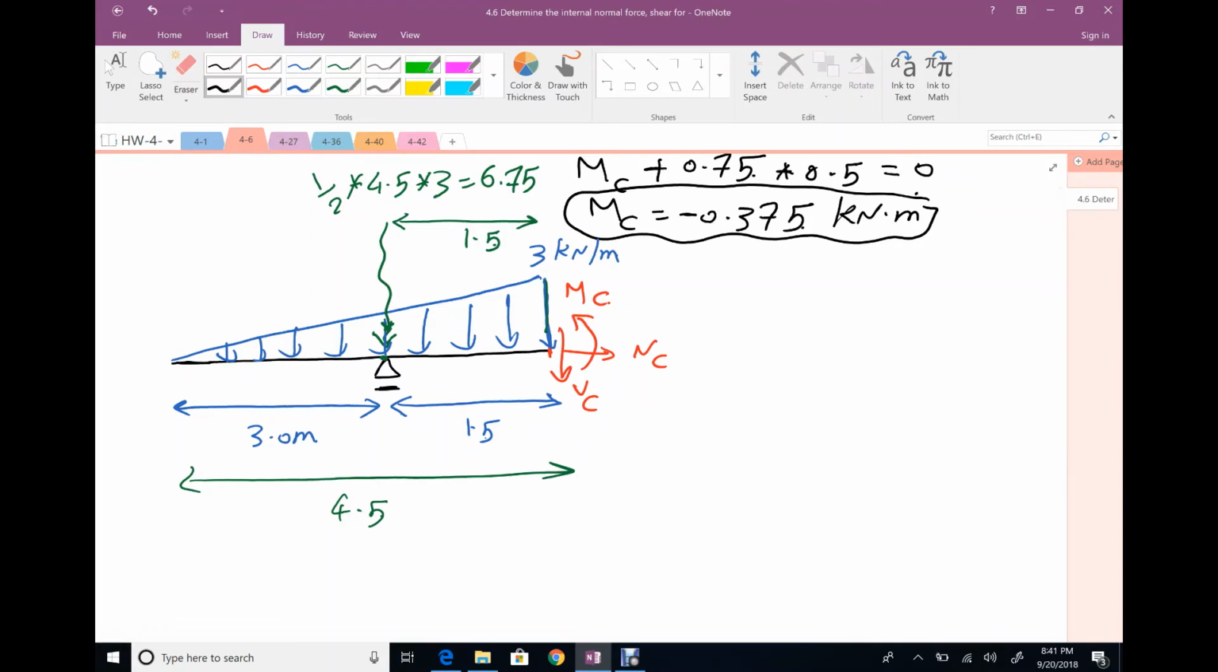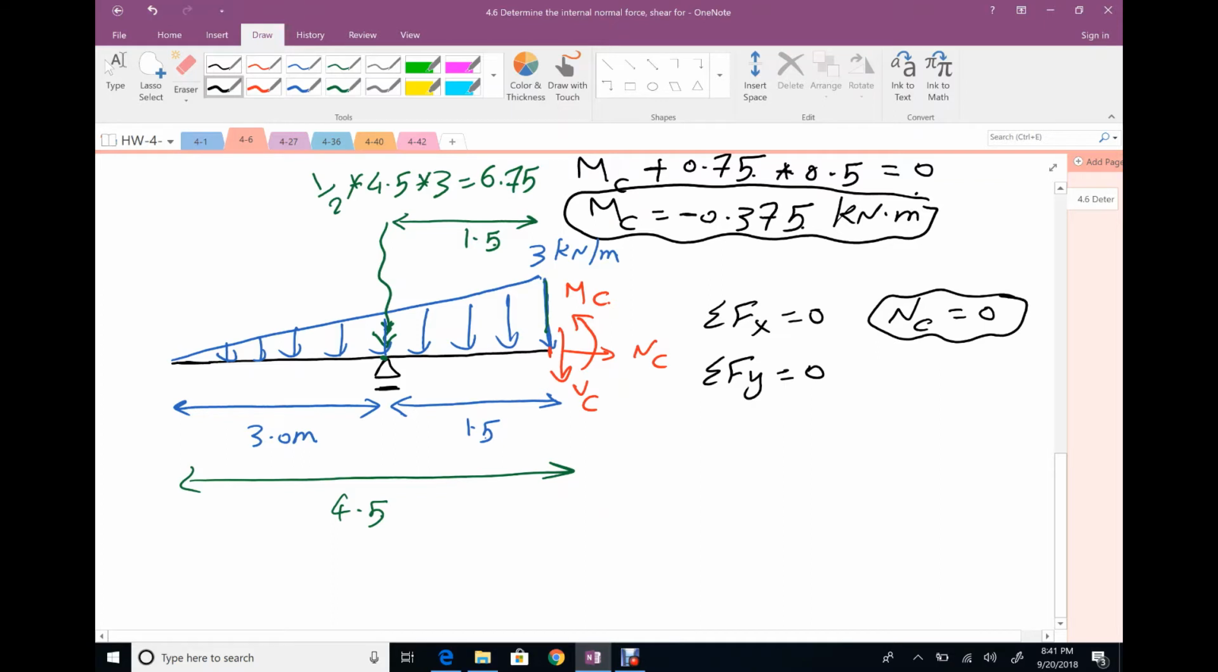Okay, keep going. Summation Fx equals 0. Also, normal force at C is 0. Summation of forces in y equals 0. Oh, I forgot something here. We have a reaction at this roller of 8 kilonewton. So we have in the y direction 8, we have negative 6.75, we have negative VC equals 0. Your value of shear equals 1.25 kilonewton.